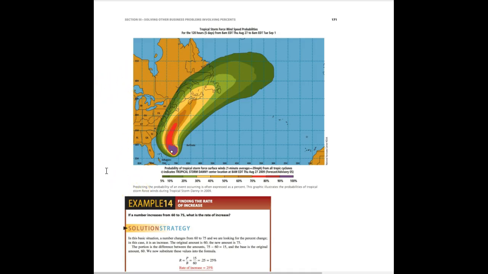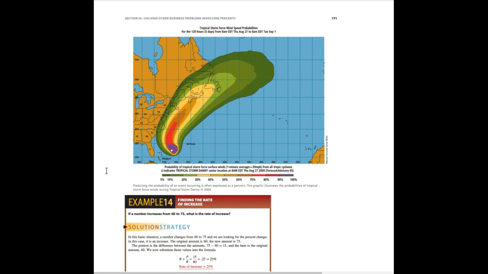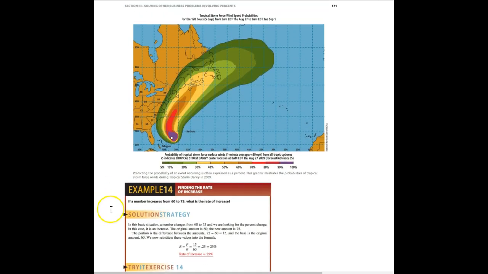So let's take a look at example 14, finding the rate of increase. It says if a number increases from 60 to 75, what is the rate of increase? So we are going to look for the percent change, and we are going to use our formula R equals P divided by B. So it's 15 because that's the portion, that's the difference between the amounts. 75 minus 60 equals 15.